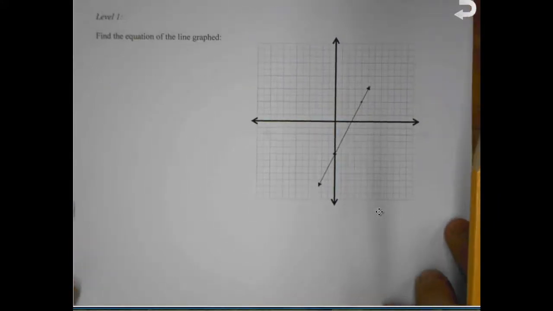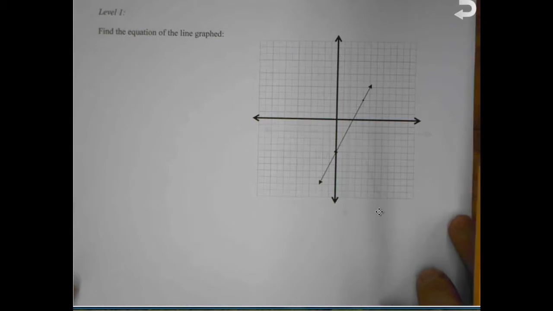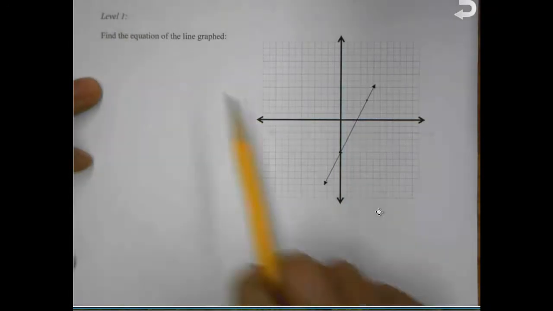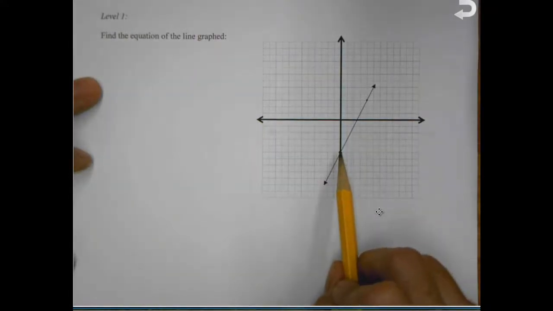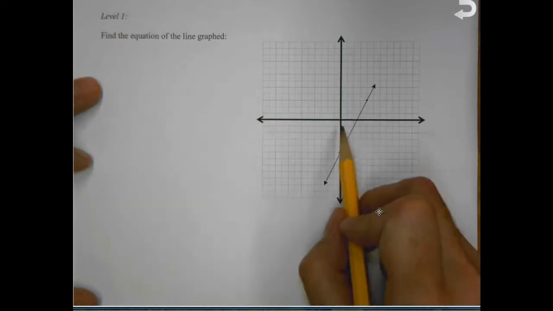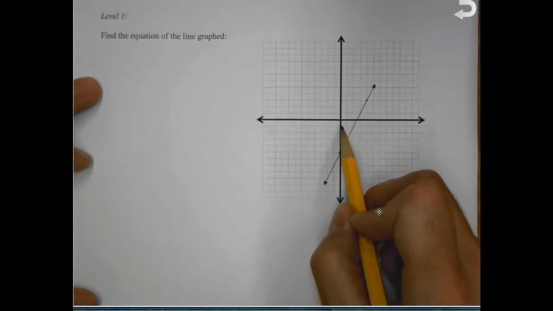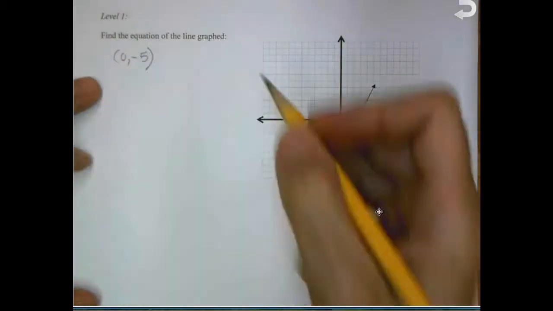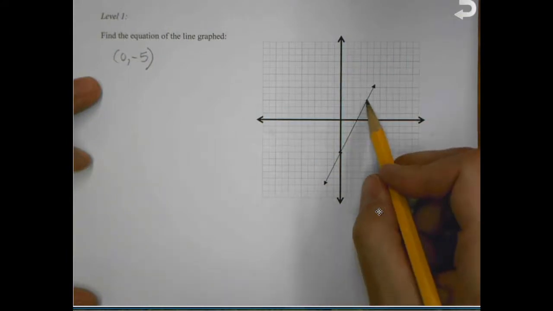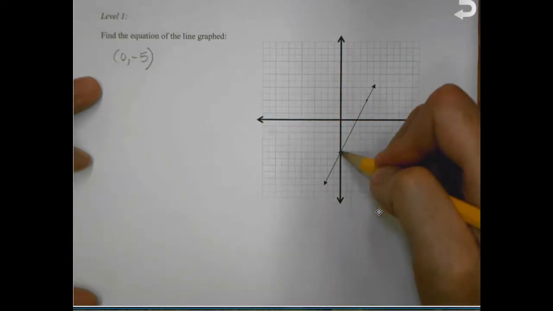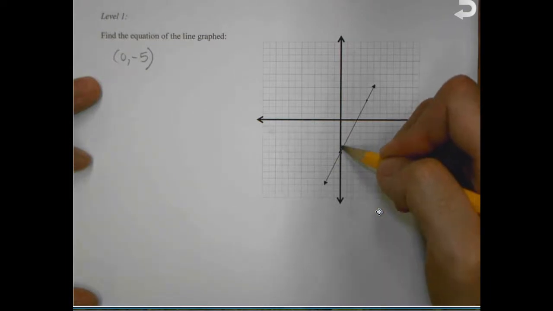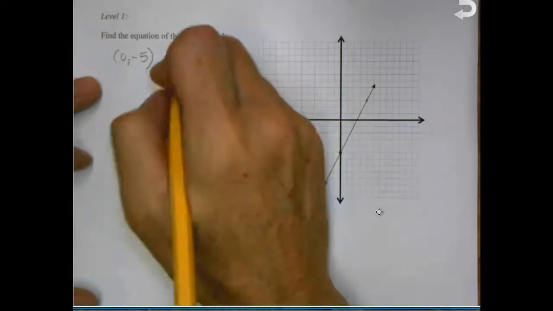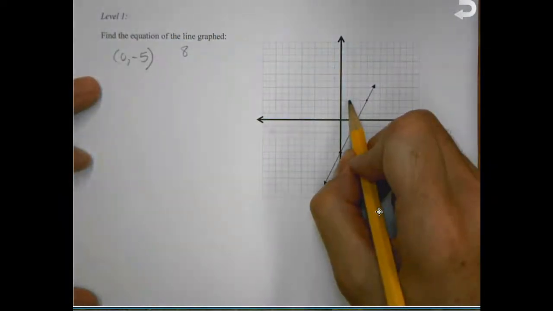Alright, it's your turn. Try this one out. Okay. So first thing I'm looking for is, do I know my y-intercept? And yes, there is a point right there, so I want to figure out 0 in the x direction, -1, 2, 3, 4, 5. So (0, -5) is my y-intercept, and from there I can count up to this other point. I have to go in the rise direction first, always the y direction first. 1, 2, 3, 4, 5, 6, 7, 8.